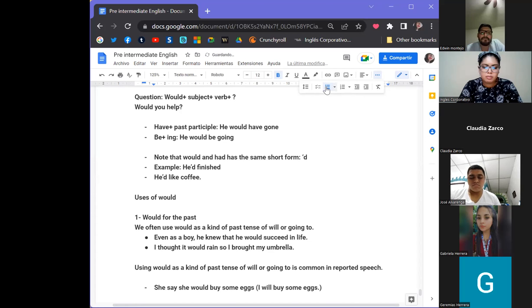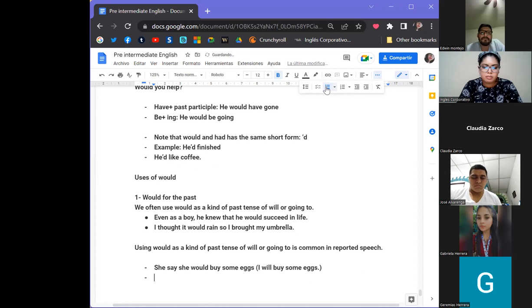In that case, we are changing some information about the first sentence that we have. And then we have number two. "The candidate said that he wouldn't increase taxes." And we have the first expression, "I won't increase taxes."